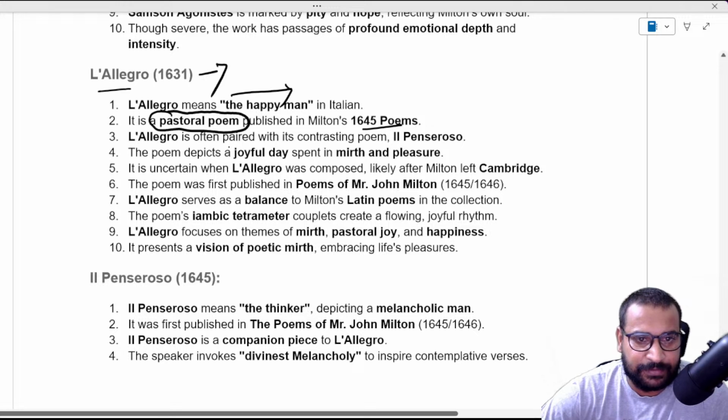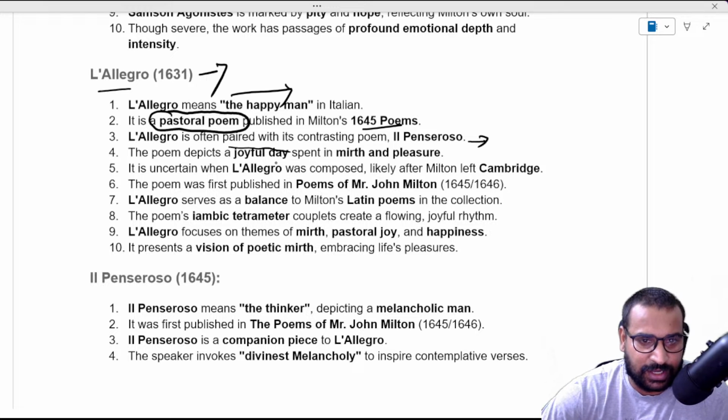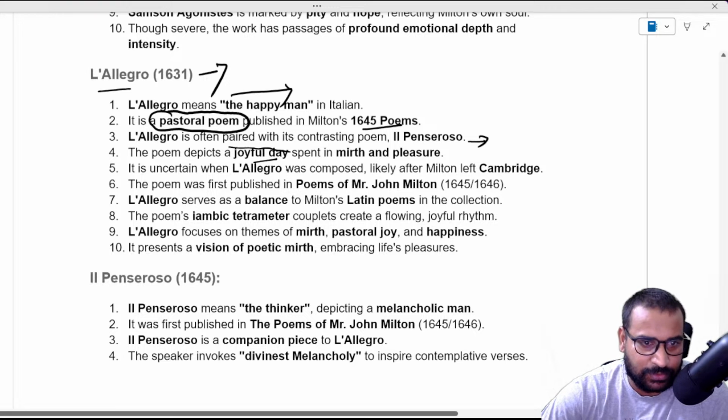And it is often paired with both. So together you have to remember both the poems L'Allegro and Il Penseroso. It is about a spent day, a joyful day. One day it is all about that, and it is uncertain.